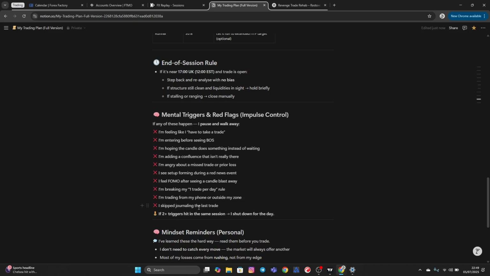I skip journaling for the last trade. This is a must. After every trade, I have to journal. I have to write down my thoughts, the trade analysis, the rating on it, if it was an A plus, a B, or a C, what made me enter, why it was good, why it was bad, and what I learned from it.